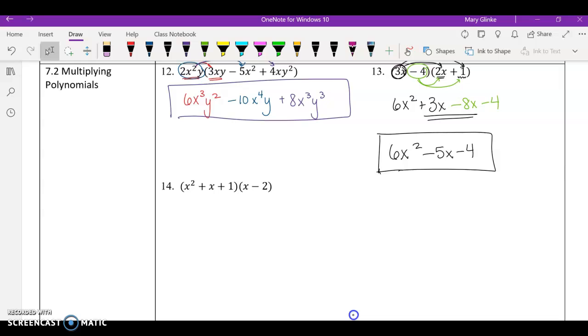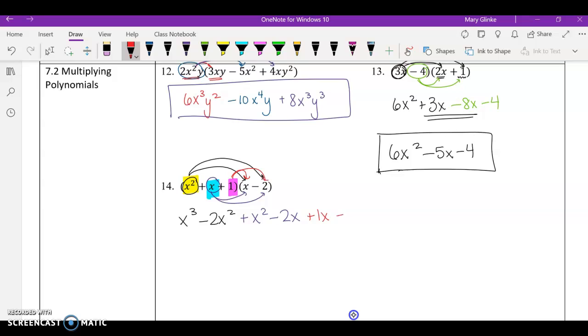For 14 here, we're going to use the same idea. It's just that we have 1, 2, 3 separate terms that we have to distribute to the second set of parentheses. So if I do this first one, x squared times x gives us x cubed. X squared times negative 2 gives us negative 2x squared. And then the x times x gives us x squared. X times negative 2 should give us a negative 2x. And our last one, 1 times x and 1 times negative 2.